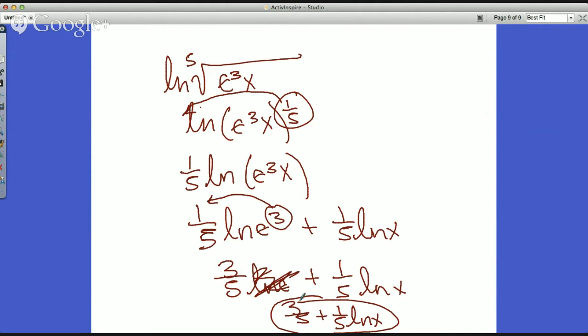Can you combine 3/5 and 1/5? Or is it a no-go? What do y'all think? The 1/5 has the ln x attached to it. Exactly. Good job, YouTube. I know YouTube followers are yelling at the screen. Okay, nicely done. 3/5 plus 1/5 ln x cannot be combined. You keep that as is, because of the ln of x. Very good. All right.